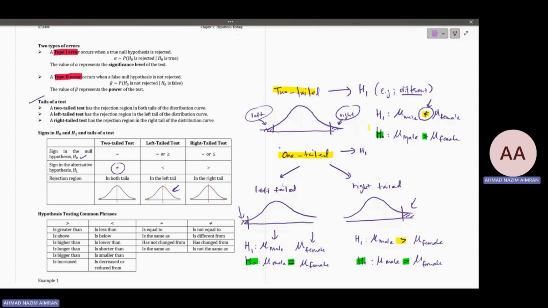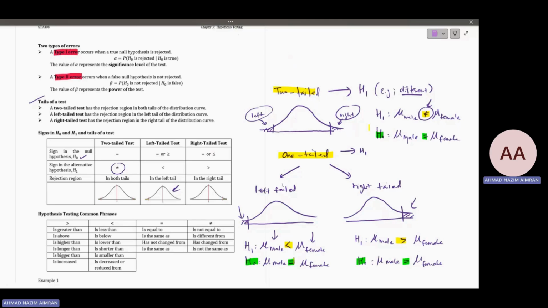So if the question mentions less than or equal to, for example, you can use this symbol, less than or equal to. But usually the question just wants to know whether it is greater than or less than only, because this is more meaningful for hypothesis testing.